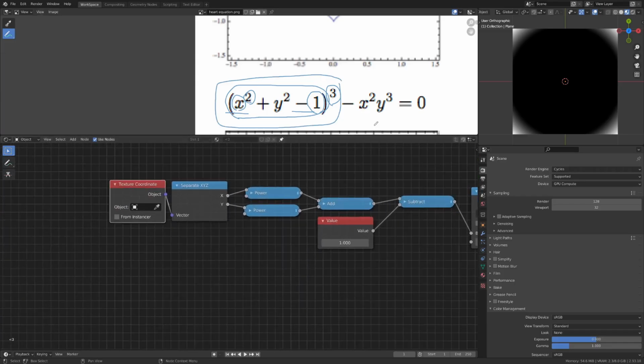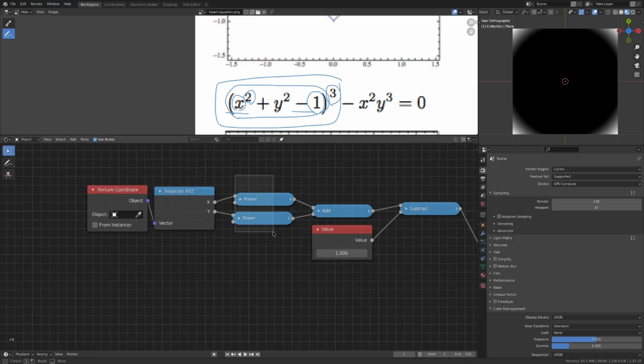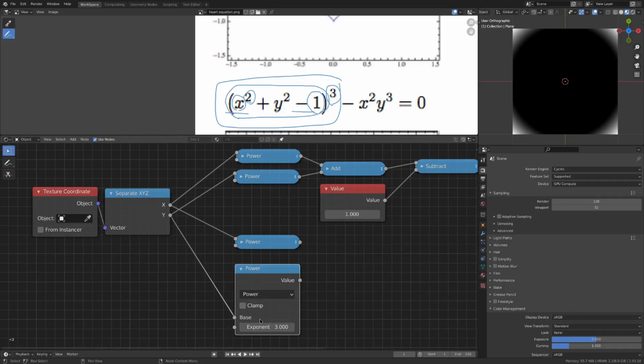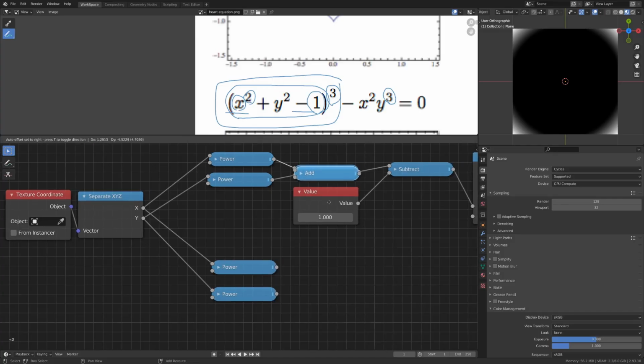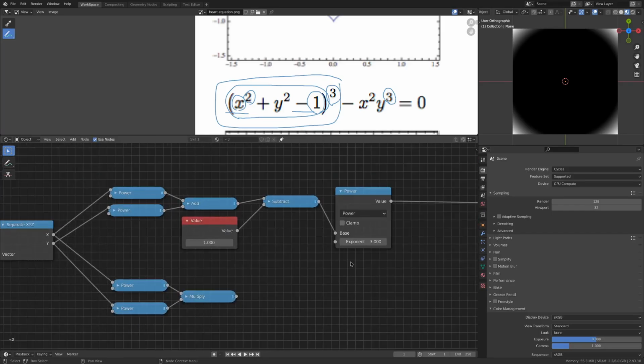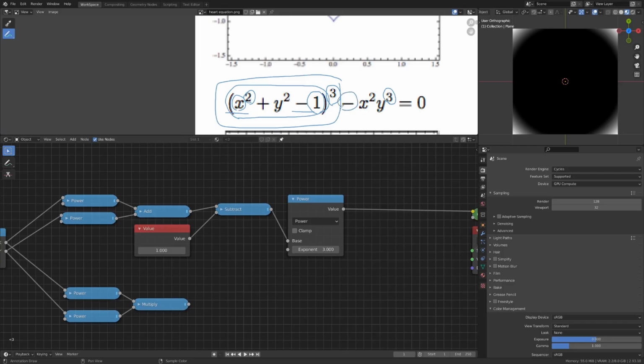Okay, and we are going to make this part too. This part is going to be another Power node here. Copy this, and this one is x squared, and the exponent is going to be 3, because it's cubed, and we are going to multiply them with each other, and we are pretty much done. Then we are going to subtract them using a Math Subtract node.